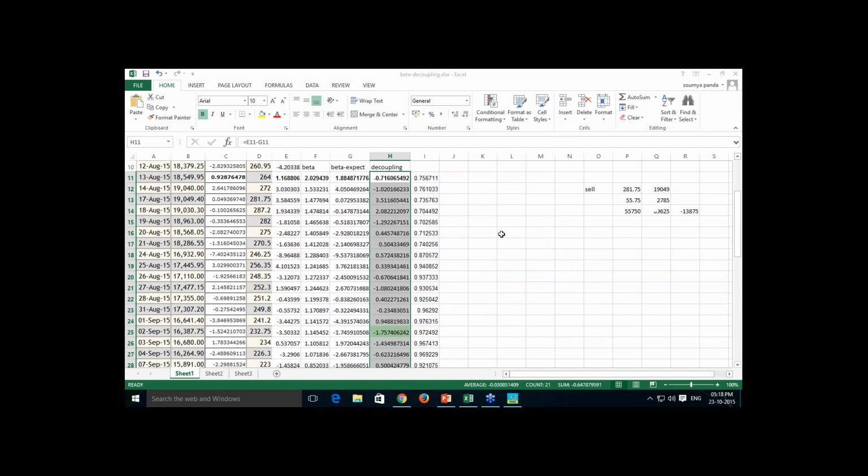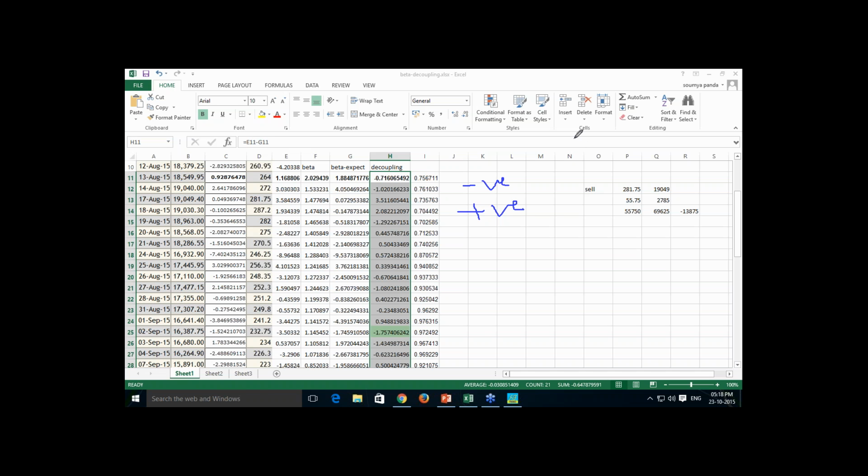Whenever the beta decoupling contracts as per your expectation, you make profit. This process of contraction of beta decoupling, expansion of beta decoupling, or the variation of beta decoupling from negative to positive or positive to negative happens throughout the month. And why it happens, that is also very important.